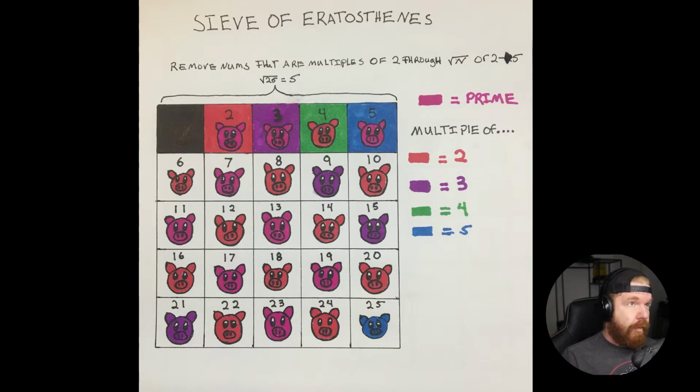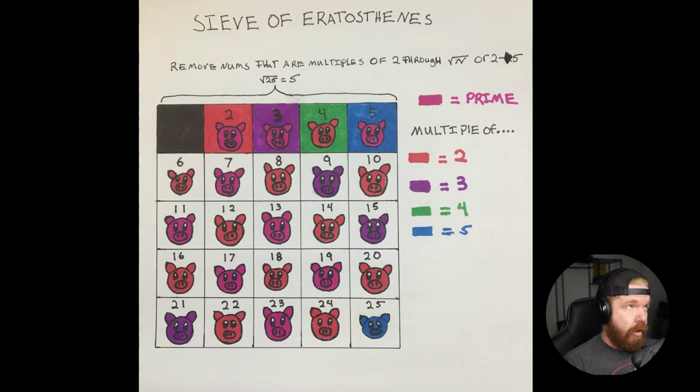If we look at our example, we can see we start at 2 and we're going to go all the way to 25. I picked 25 because we need a square root, and 25 is just an easy number to get the square root from. So what we're going to do is take the square root of 25, which is 5, and we're going to look through 2 through 5.